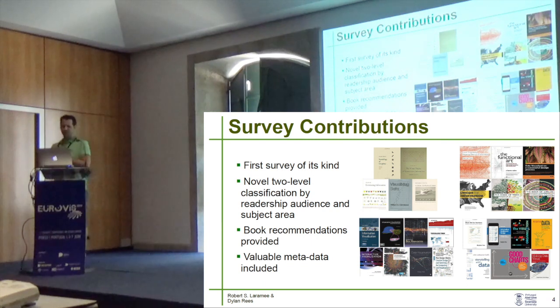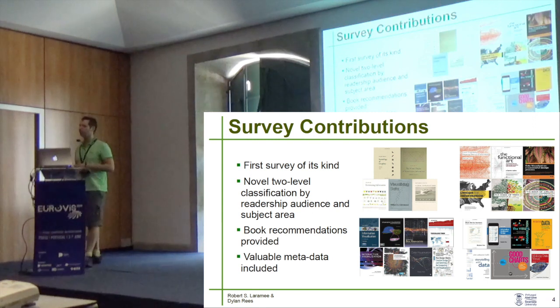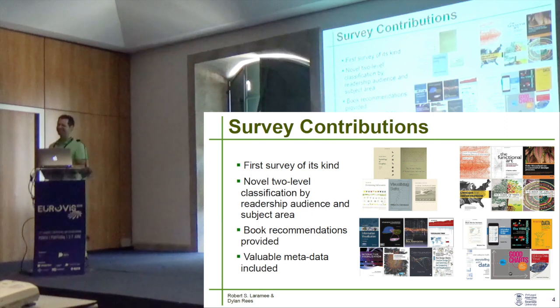So, some contributions. This is the first survey of its kind that we know of for information visualization books. It includes the visual analytics books. We also contributed a novel two-level classification. One of the dimensions is readership, the target audience, and the other dimension of the classification is subject area. We also provide guidelines on who the books could be read by or what books you might be interested in. And we offer a lot of valuable metadata that helps compare the books with each other, like citations, figures, pages, volumes, and lots of other things.